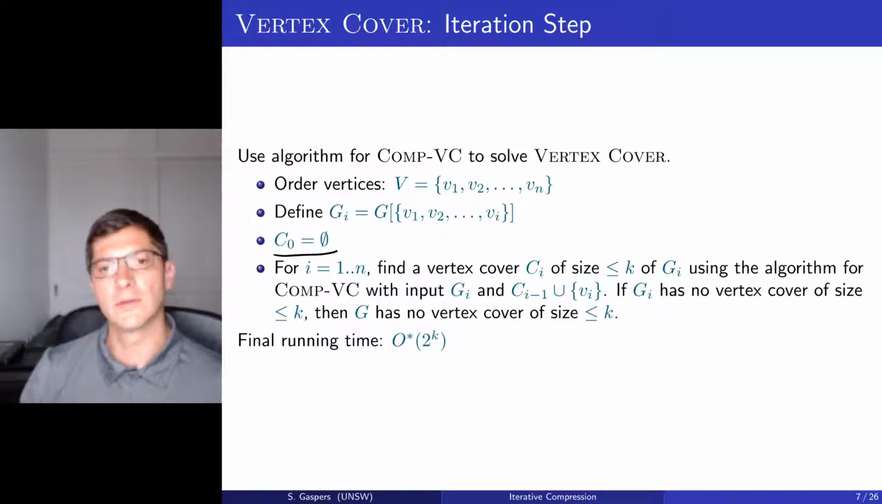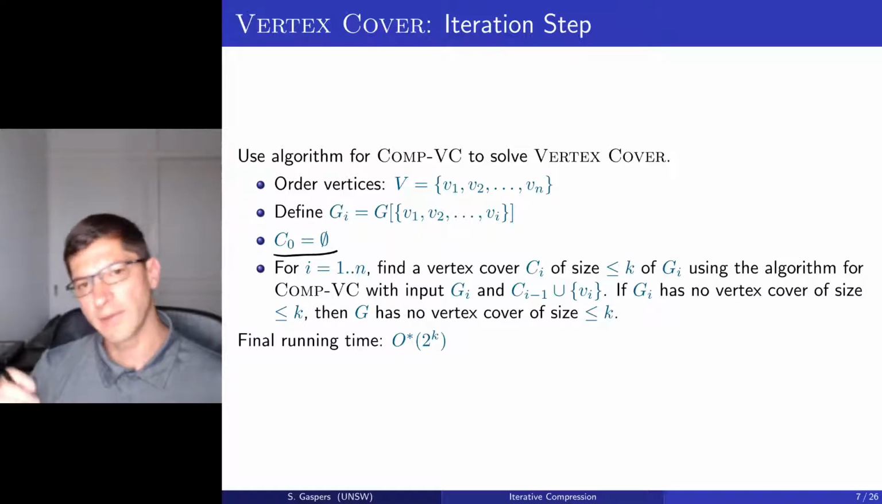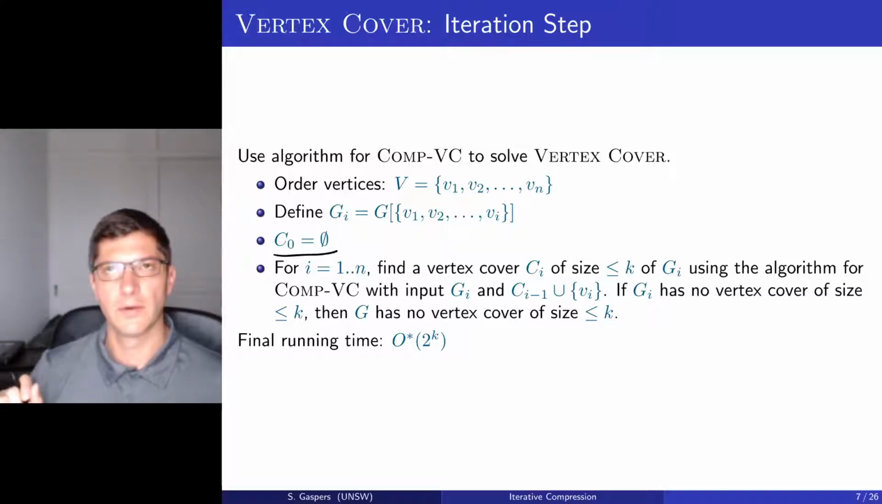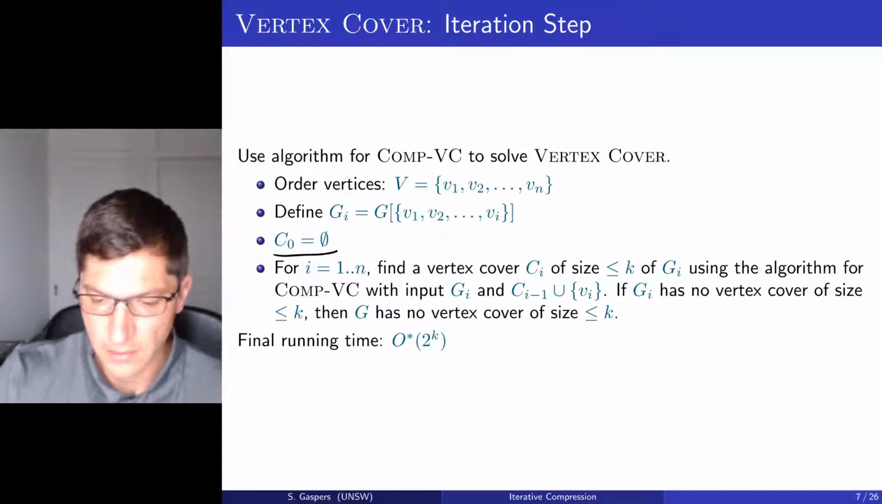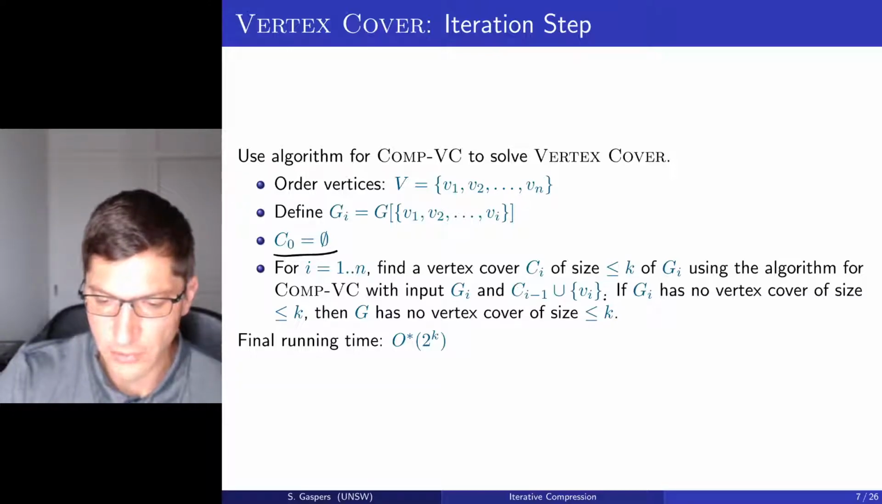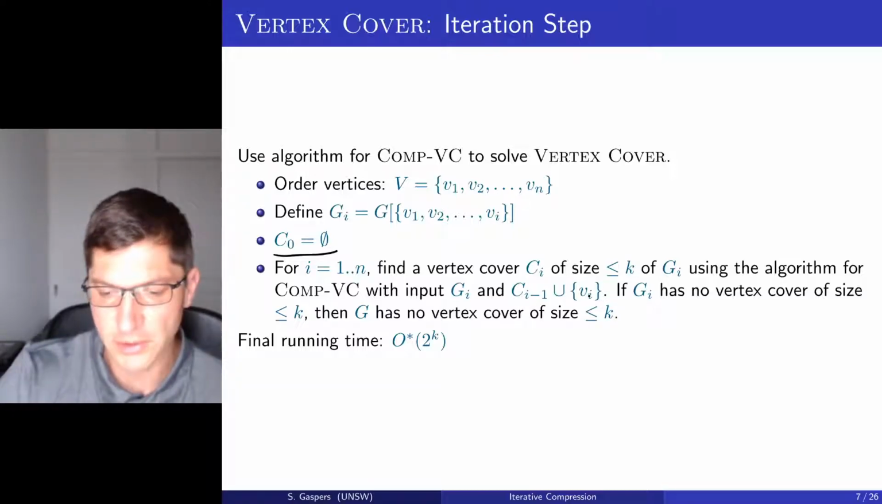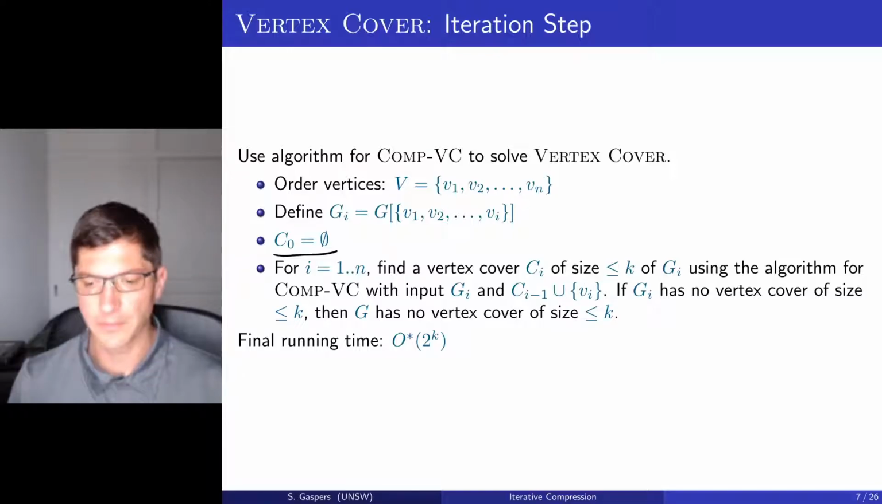So the set of vertices covered all the edges of Gi minus 1. Now we have added the vertex Vi. And of course all the additional edges that got added to the graph by adding this vertex are covered if we add the vertex Vi to the vertex cover. So we get the vertex cover from the previous vertex cover by just adding the new vertex.